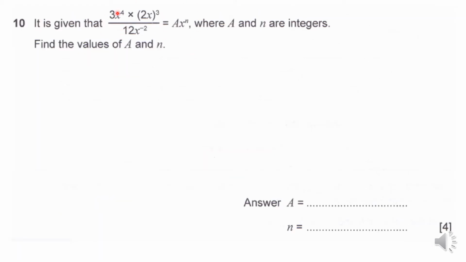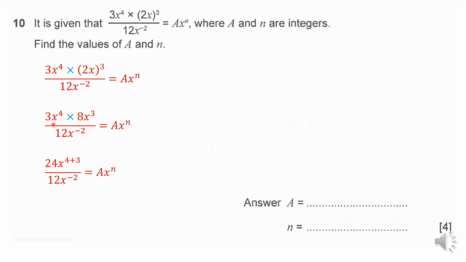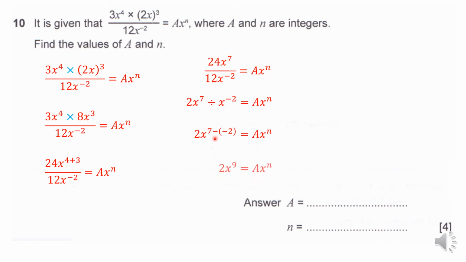Question 9, you have also got here some indices, something raised to some power. So I separate them. 2 cubed is 8, and x cubed stays. So I'm going to multiply 3 times 8, which is 24. x to the 4th times x to the 3rd power, you add the indices. And then when you are dividing, 12 goes into 24 2 times, but here you have to be a bit careful. When you are dividing, you are subtracting the indices, so that is going to be 2x to the 9th power. That means that n is equal to 9, and a is equal to 2.